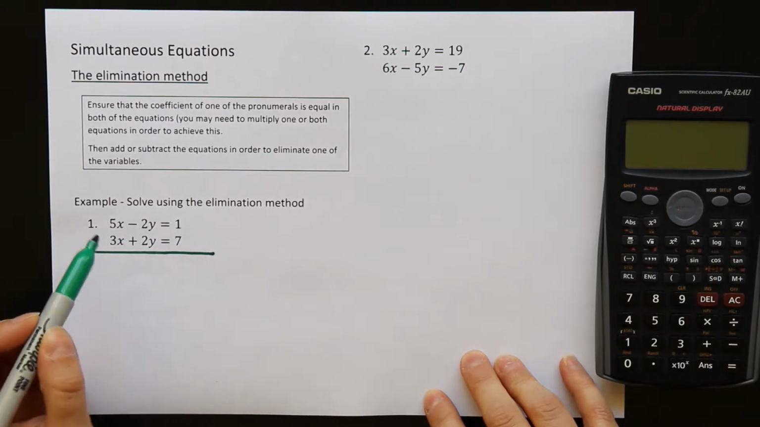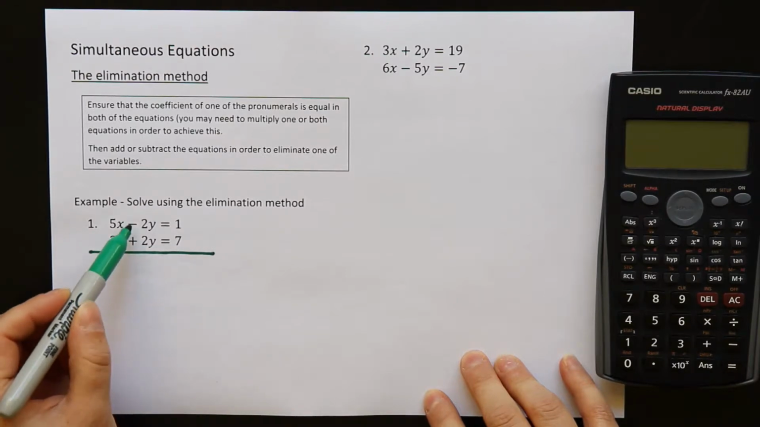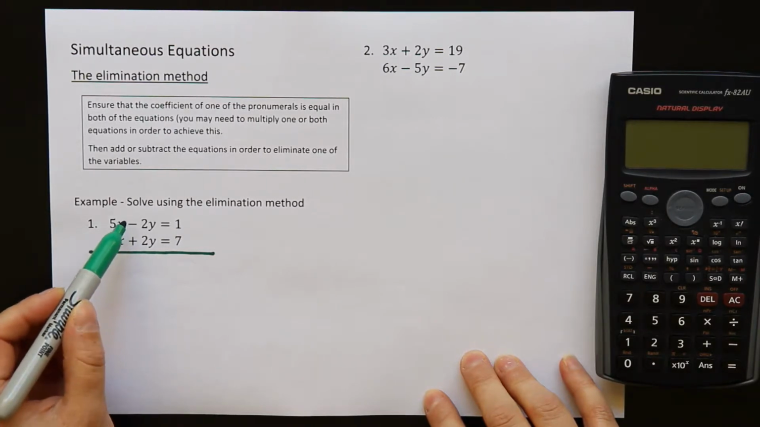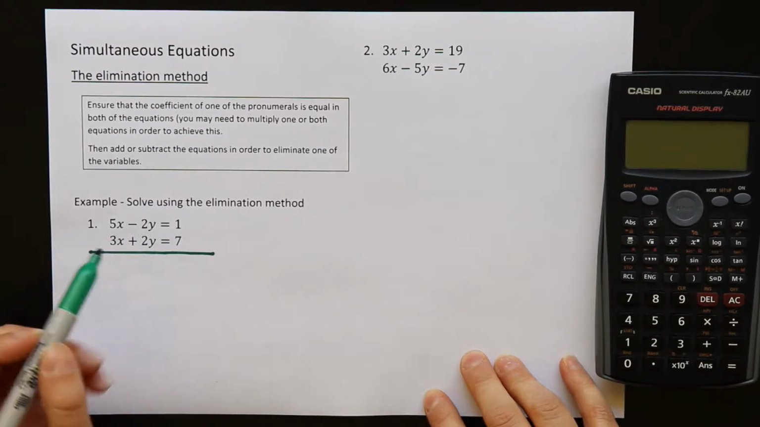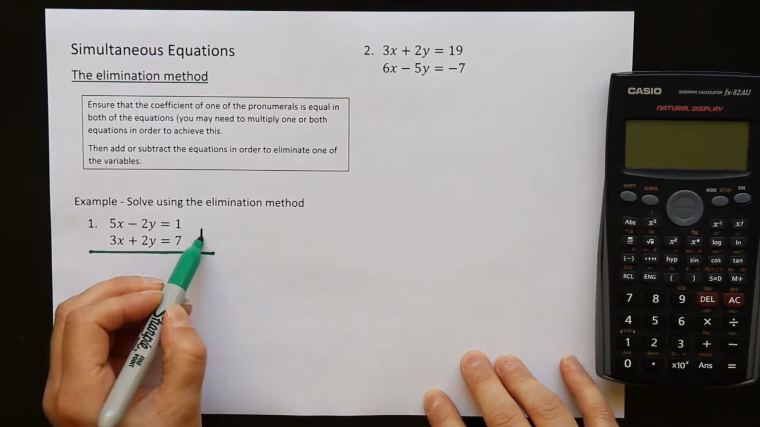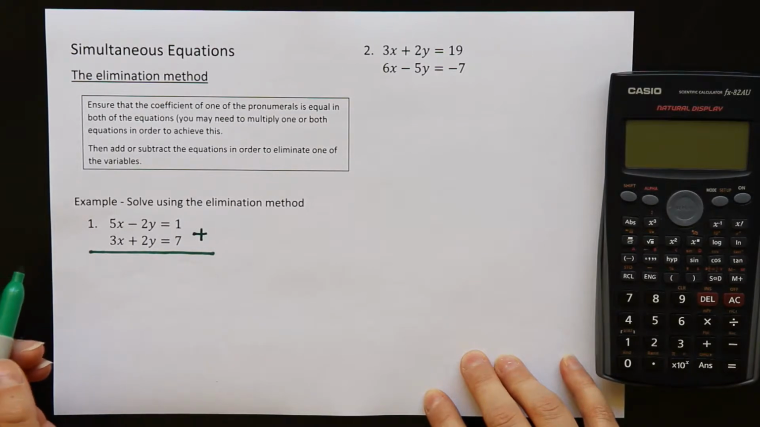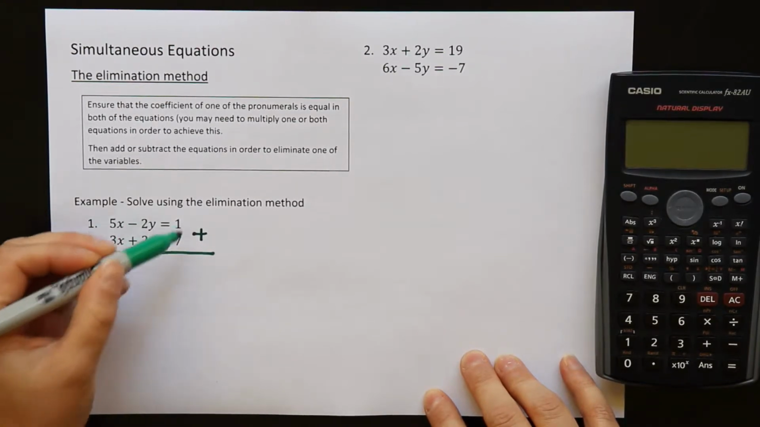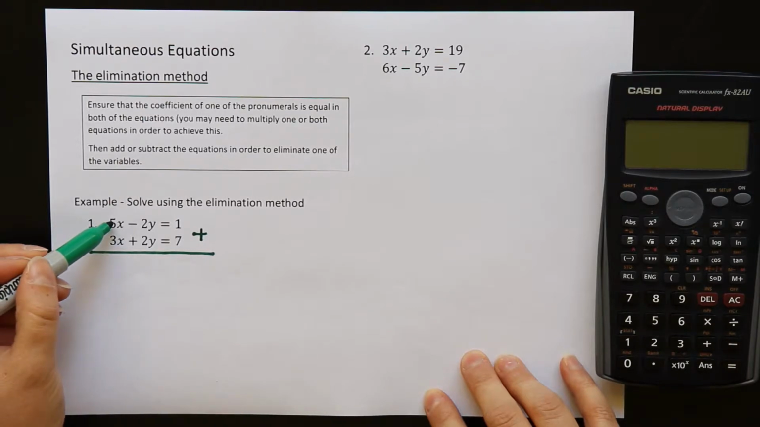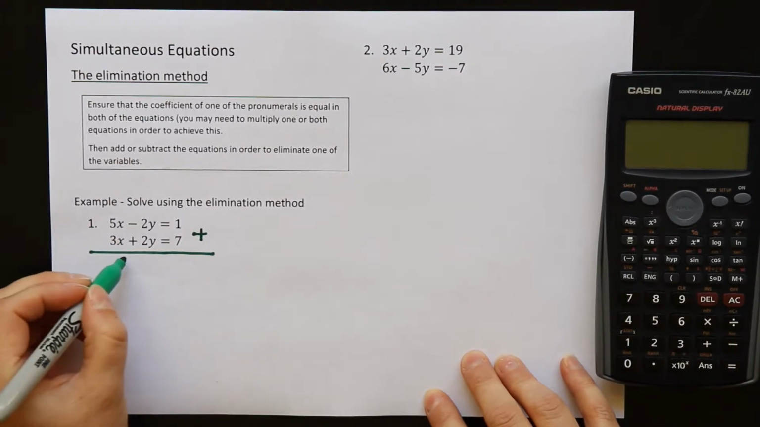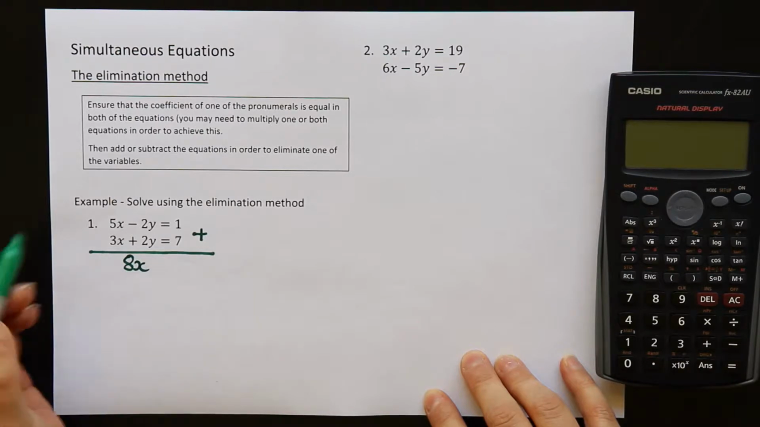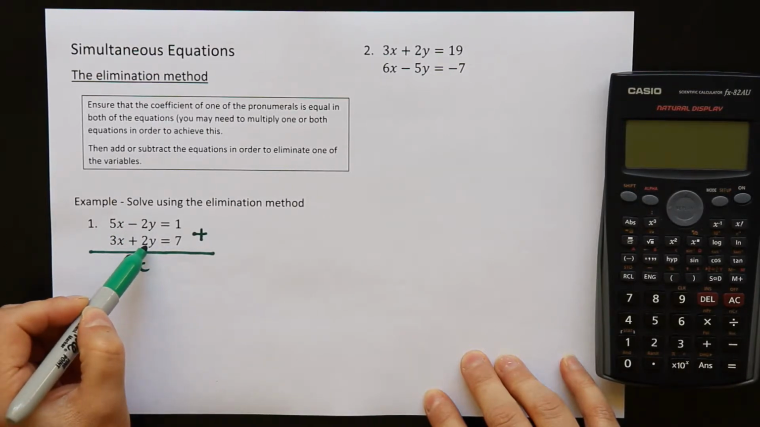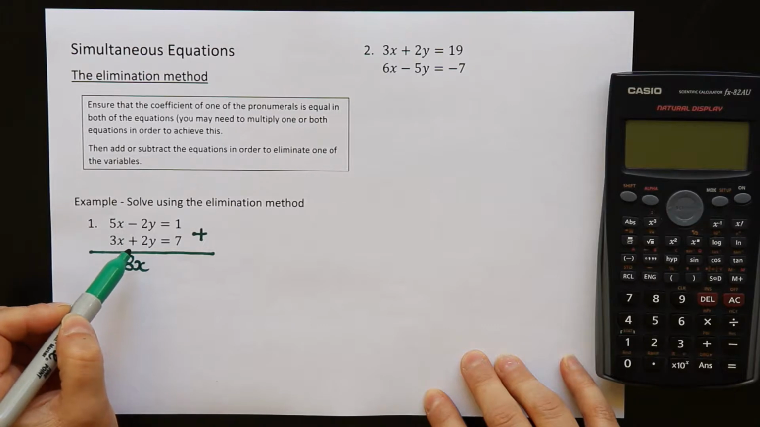To determine whether you need to add or subtract, you look at the symbols in front. If the symbols are the same, if they're both pluses or they're both minuses, then you will need to subtract the equations. If one is a plus and one is a minus, like in this case, you will need to add the equations. So we add these like they're in columns. 5x plus 3x is 8x. Minus 2y plus 2y cancels out. We get 0, which is what we wanted. So they have been eliminated.